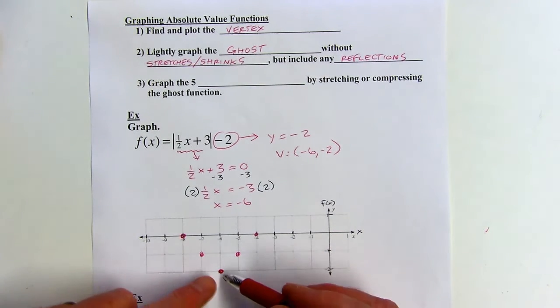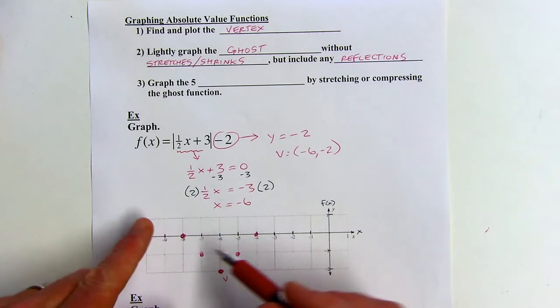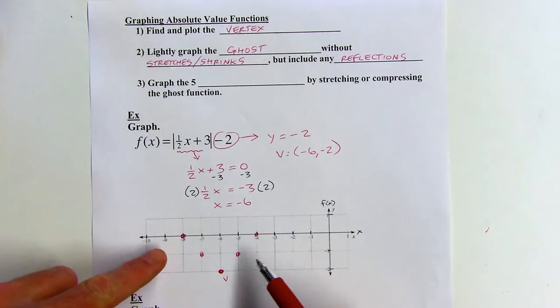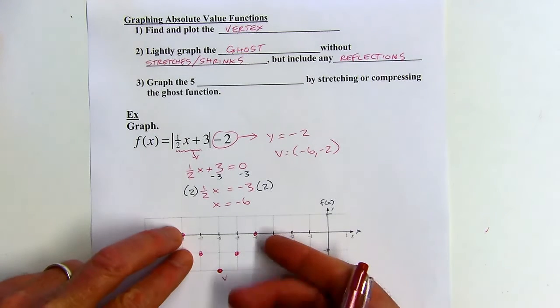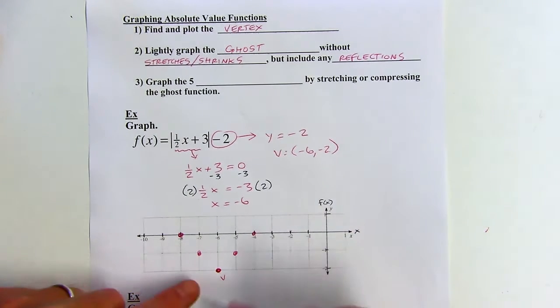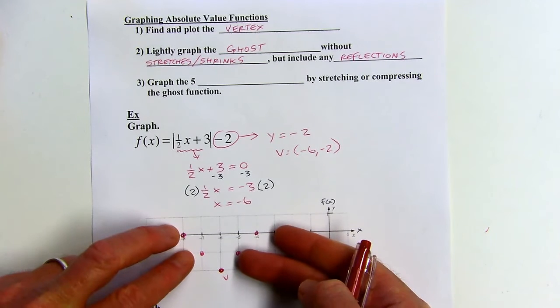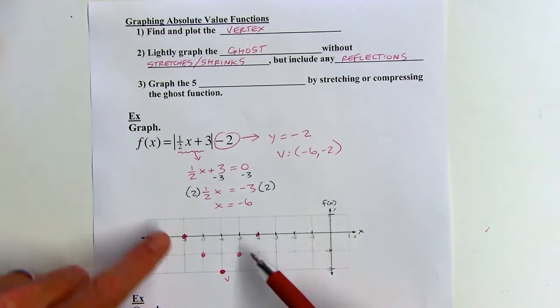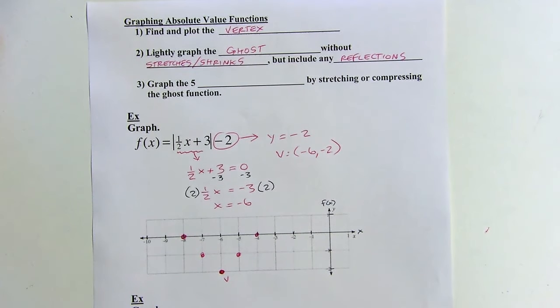So I often just plot the points. You could do little dashed lines or draw it lightly with pencil or something like that. We're not finished with this yet, but it helps to have these points in place because the vertex stays put, and we're going to do the stretch or shrink on the other points. Okay, so these points are going to move with a stretch or a shrink.